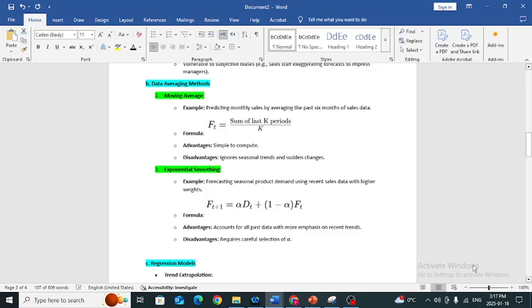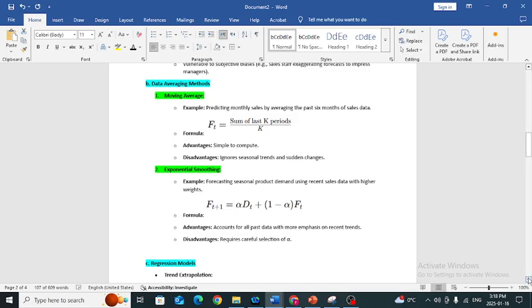You must pay a lot of attention to this point, because if you don't make a correct selection of alpha, your forecasting will be totally wrong, and you cannot have a correct forecast for your business.